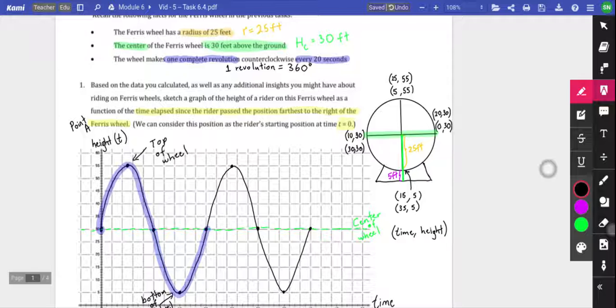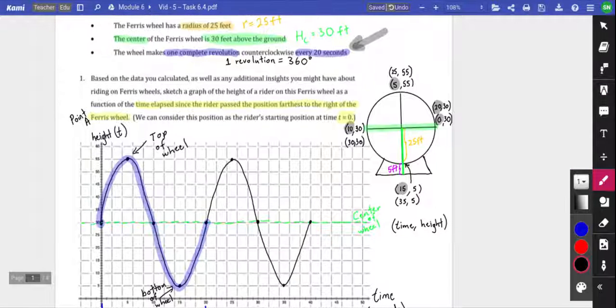Now, the way we get the 0, 5, 10, 15, and back to 20 is because we are told that the wheel makes one complete revolution in 20 seconds. Since the wheel is divided into 4 parts, right, top, left, and bottom, we divide 20 by 4, which gives us 5. So every 5 seconds we are at a new point.